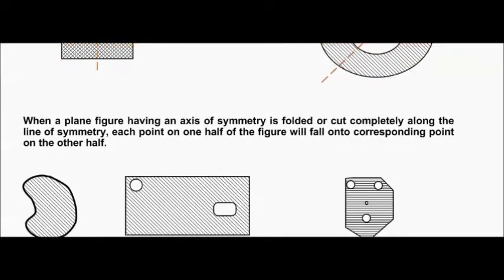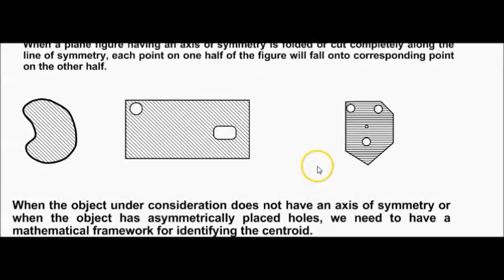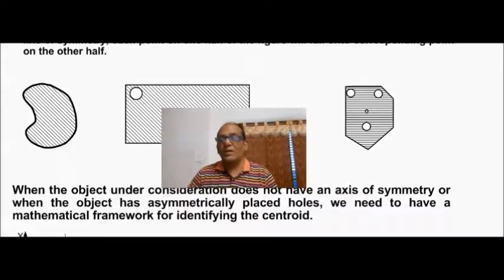But consider the other objects that are coming up over here, either this irregularly shaped object or the rectangular piece with asymmetric holes, or this object which doesn't have an axis of symmetry and there are asymmetric holes. It is not possible to find out the centroid by inspection or by considering a line of symmetry, because a line of symmetry doesn't exist. In such cases, we need to use mathematics to find the centroid. That mathematical framework is what we are going to see in subsequent lessons.